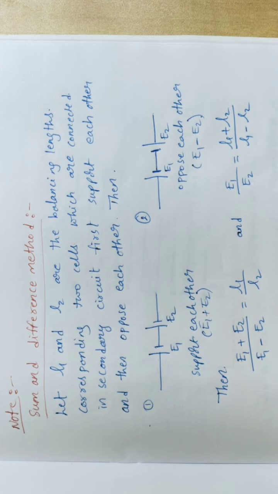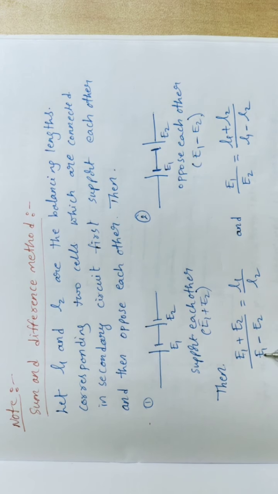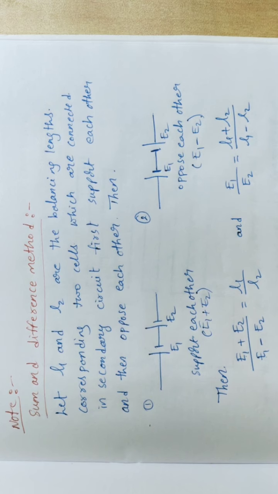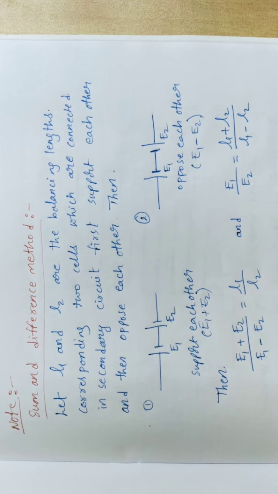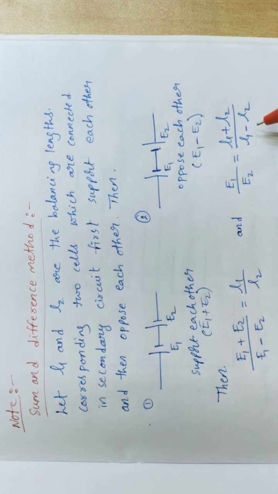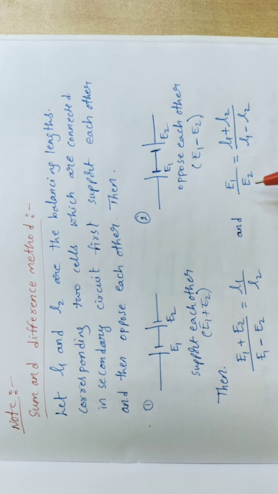In this condition, we get the relation E1 plus E2 by E1 minus E2 is equal to L1 by L2. So this is one type of relation we observe: E1 plus E2 divided by E1 minus E2 is equal to L1 by L2. And this can also be represented as E1 by E2 is equal to L1 plus L2 divided by L1 minus L2. This completes the comparison of EMF of cells concept.